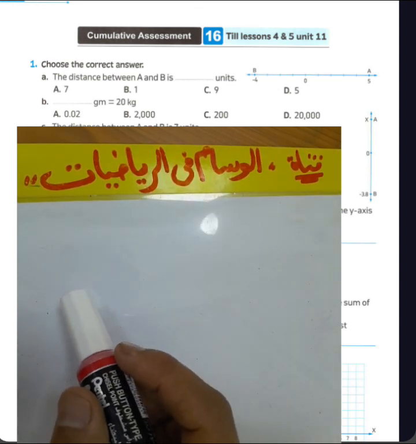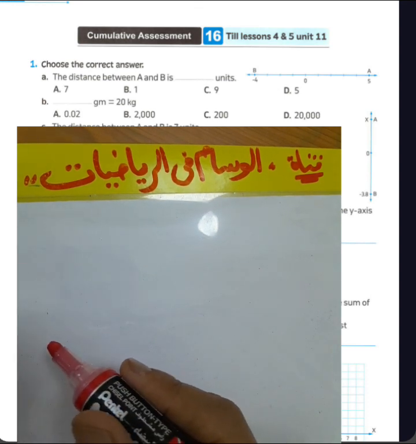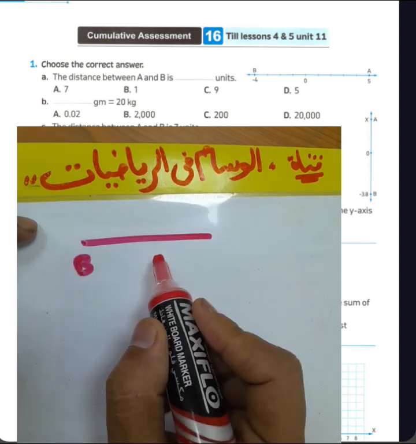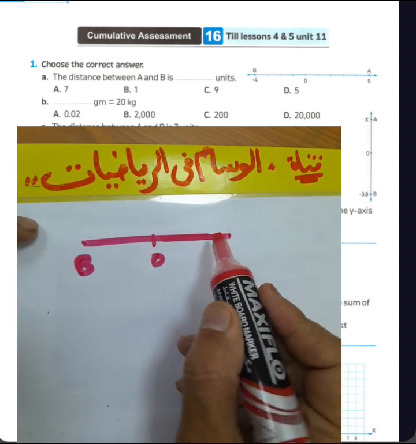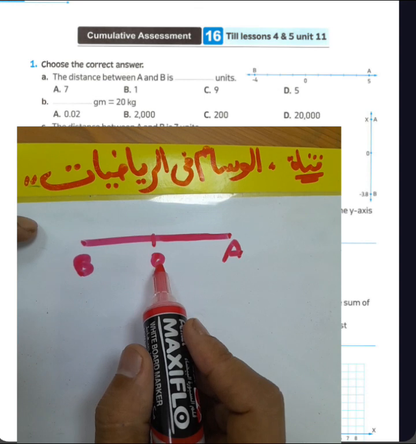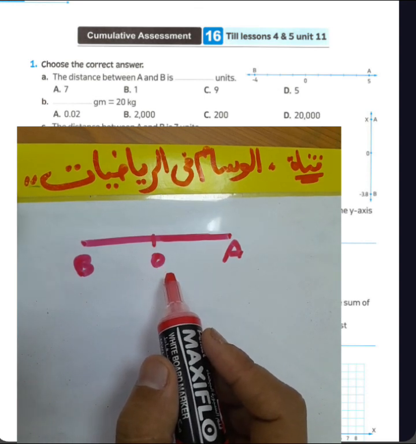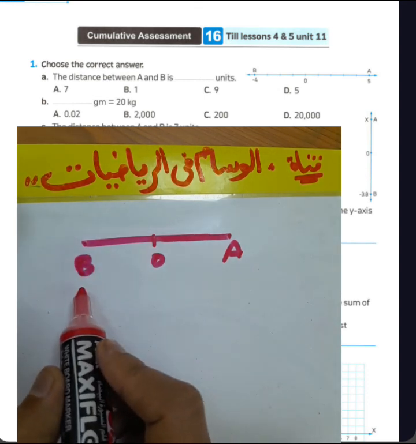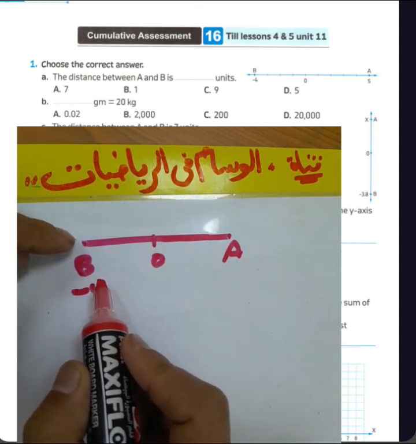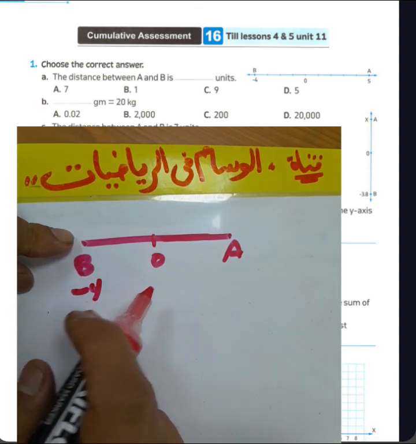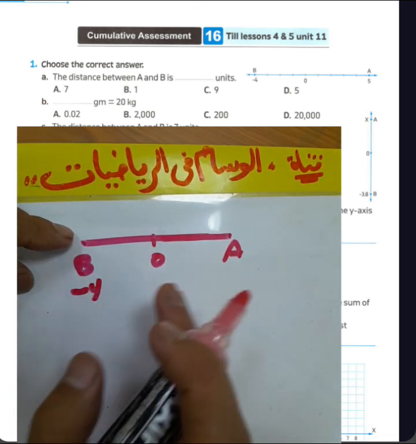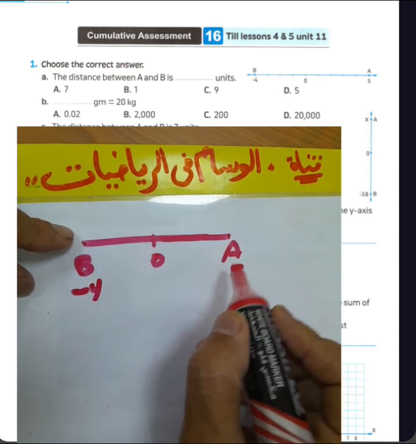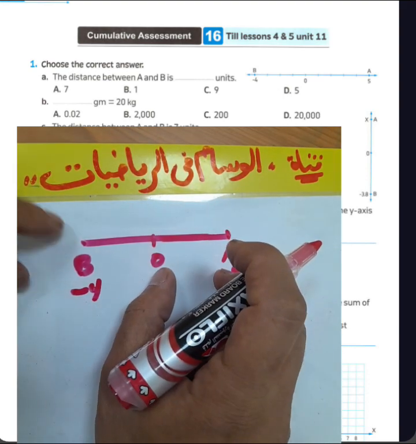Question number 1, choose the correct answer. The distance between A and B is space units. We have here points B and 0 and A. We have equal parts between them. From 0 to B was 4 units. B here is -4 because this point lies to the left-hand side of the point 0, and here the distance is 5 units to the point 0.